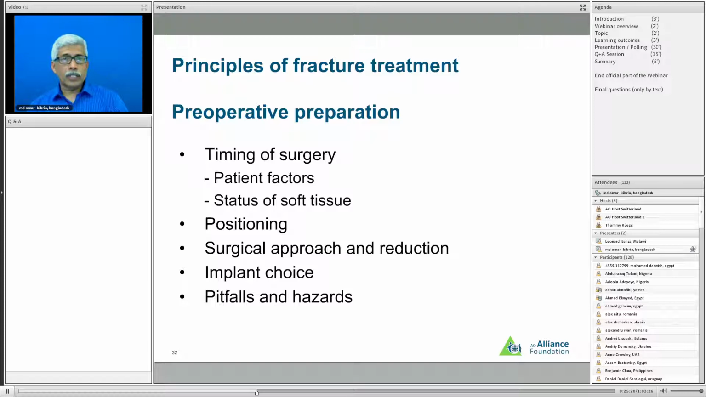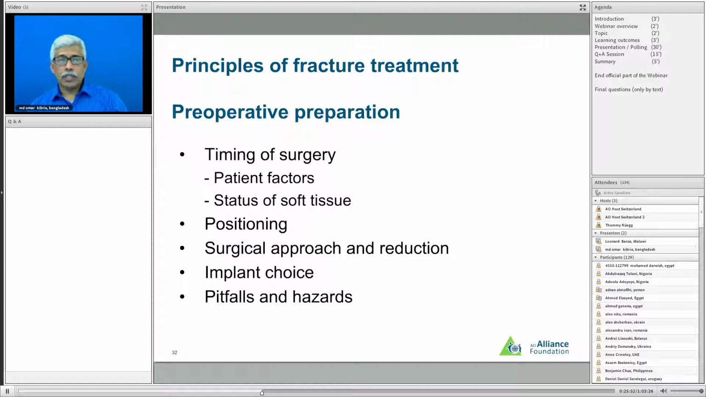Positioning. Usually the patient is taken supine with a sandbag under the pelvis, so you can look into the lateral side. After you have reduced the fibula properly, you can take out the sandbag and do the surgery on the medial side. Surgical approach depends on the type of fracture. Reduction should be accurate, anatomical. You should use a tourniquet so that it gives better visualization.